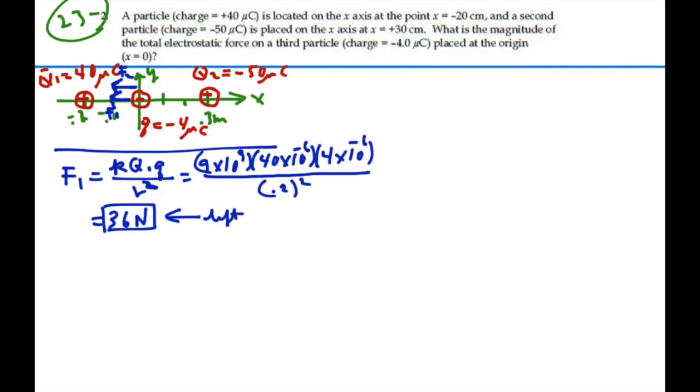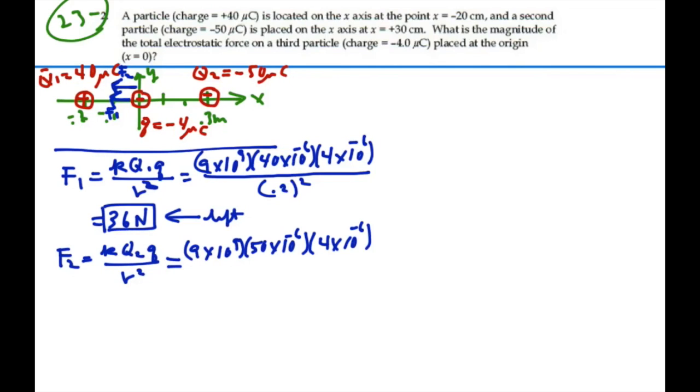Okay, the other force, F2, is going to be K Q2 times little q over the distance between them squared. That's going to be 9 times 10 to the 9 times 50 microcoulombs times 4 microcoulombs. And again, we don't have to keep the negative sign because we already know the direction of this force. And we are 0.3 meters away. I'm going to square that.